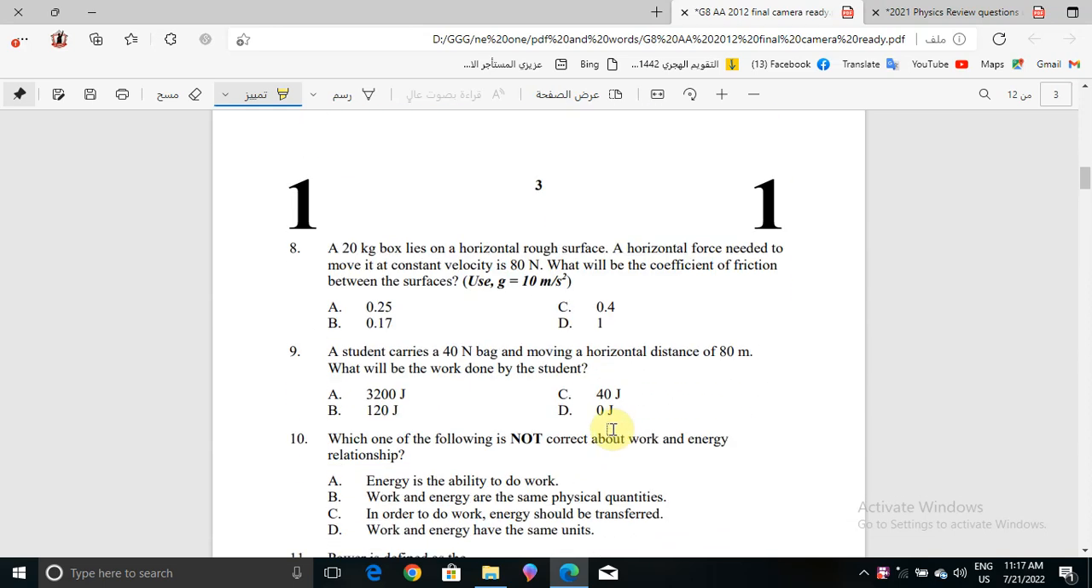Okay, now question number 8, what we have here? A 20 kilogram box lies on a horizontal rough surface. A horizontal force needed to move it at constant velocity is 80 Newton, right? What will be the coefficient of friction between the surfaces when gravity is equal to 10 meters per second square? So what we will use here, the coefficient of friction is equal to force over N. So that means it's equal to what? It will be 80, right?